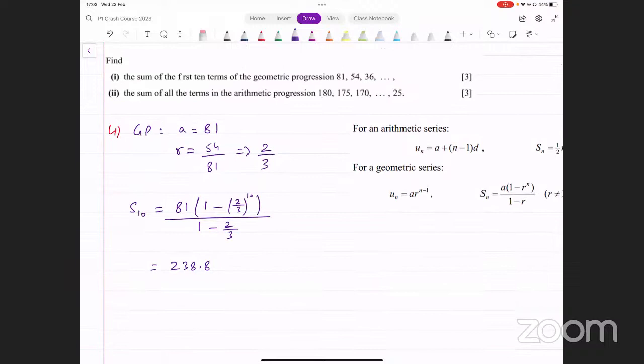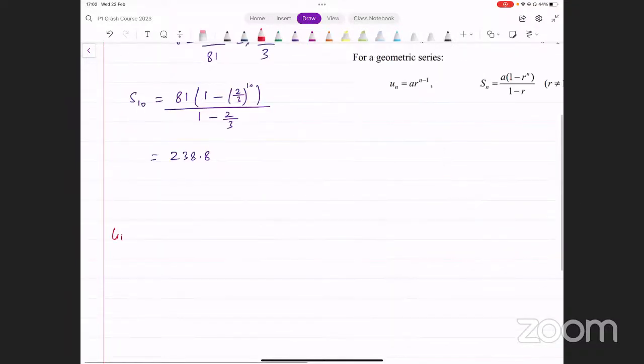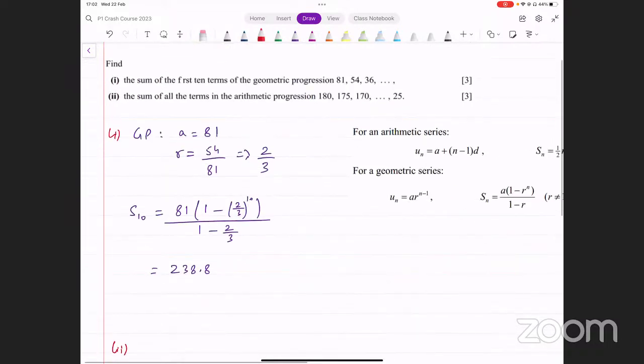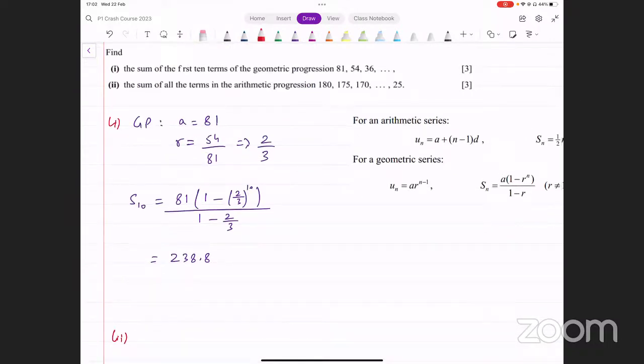All right. Let's look at the second part now. The second part says, find the sum of all the terms in the arithmetic progression 180, 175, 170, and we know what the last term is. That's 25. All right. So now it's an AP.